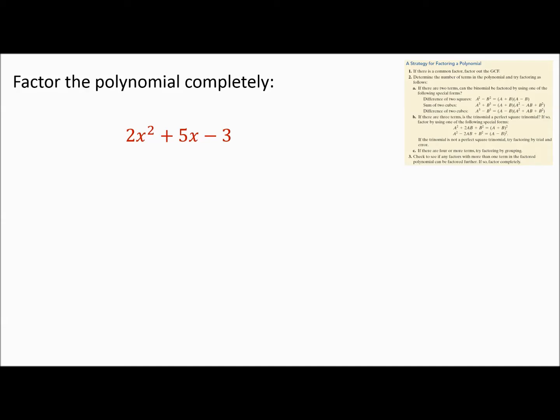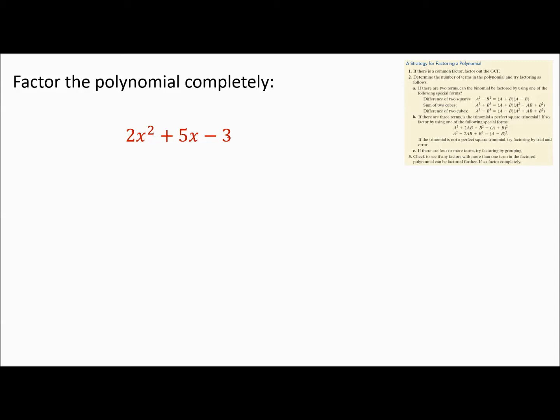So first let's follow the rules. Is there a greatest common factor? Is there a factor that divides into each of these? And there's not. 2, 5, and 3 don't have anything in common. There's not an x in common to all three of these terms. So that's out. So I move on to strategy number 2, which is really asking yourself how many terms does it have. If it has 2 terms, it might be a difference of squares or a sum and difference of cubes. If it has 3 terms, then we can do these techniques for a trinomial.